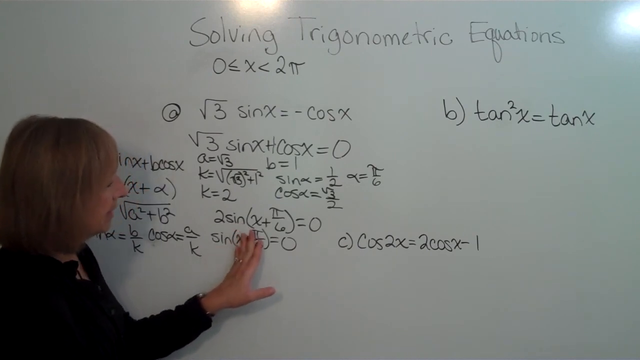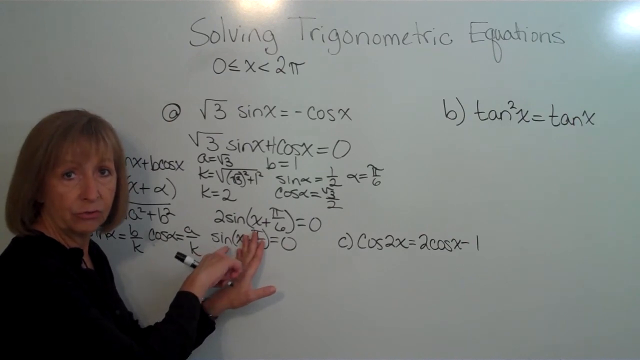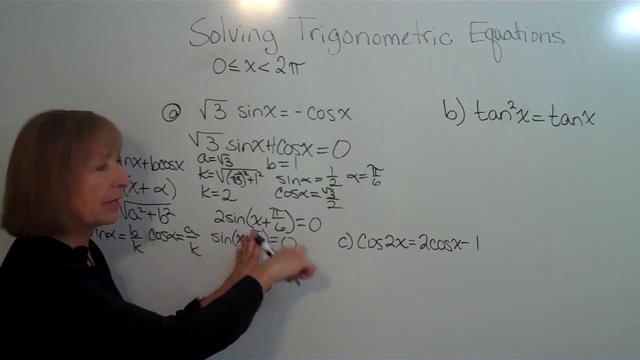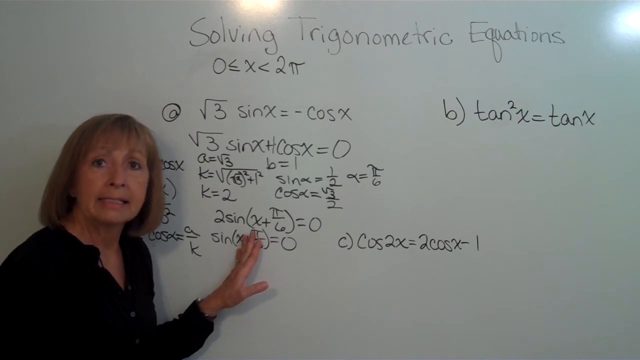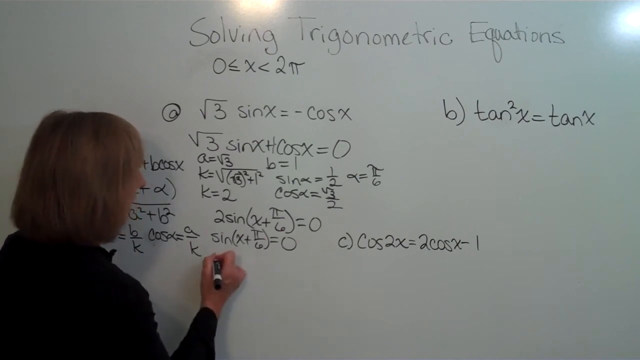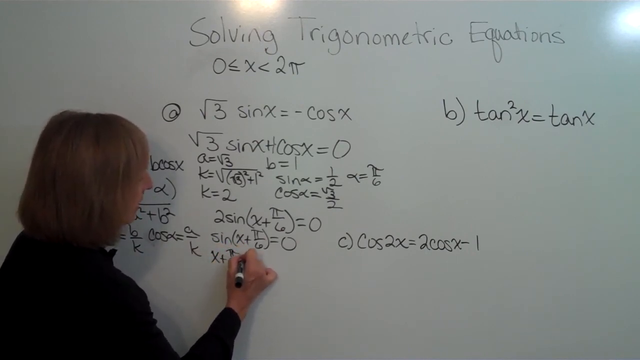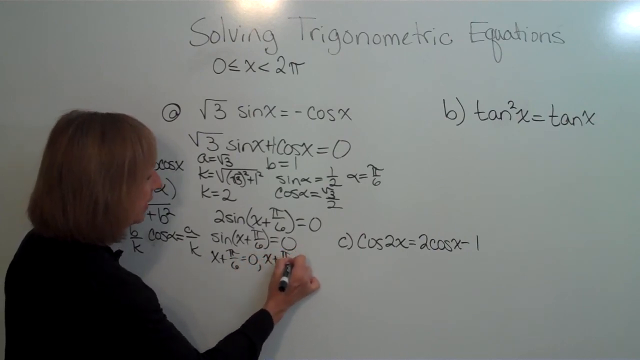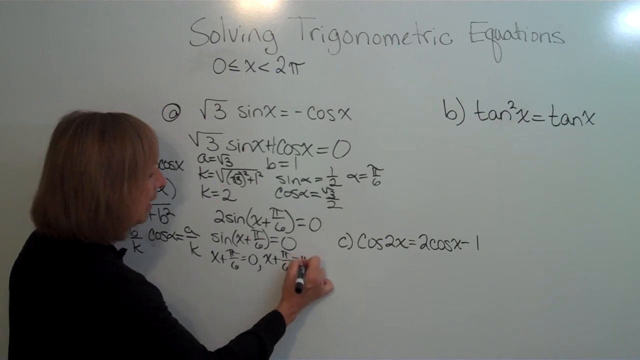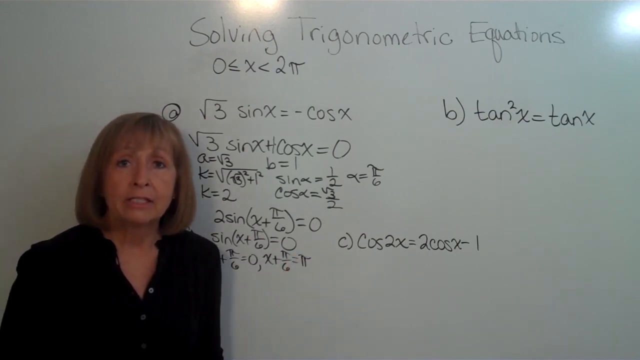Now, think of this as the angle that we're going to set equal to the angles that make this true. So the sine of the angle comes out 0. Well, where is sine 0? Sine is 0 at 0 and at pi. So I have x plus pi over 6 is equal to 0. X plus pi over 6 is equal to pi. And sine is 0 also at 2 pi.